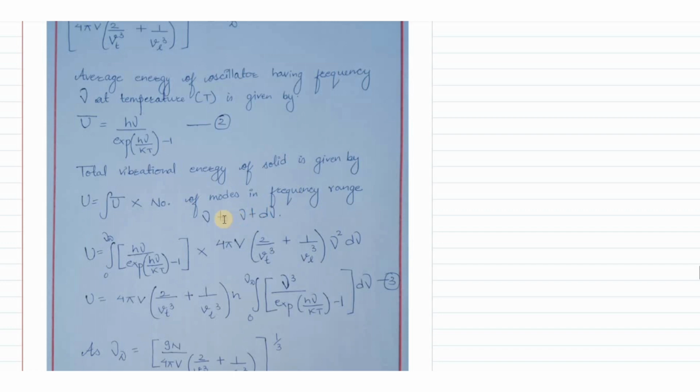the number of modes in the frequency range nu to nu plus d nu, which is 4 pi V times (2 by v_t cubed plus 1 by v_l cubed) nu squared d nu. U is equal to, we can take this 4 pi V (2 by v_t cubed plus 1 by v_l cubed) outside because it is a constant term. We can take this also outside, it is also constant. So now the integral from 0 to nu_D of nu cubed by exponential h nu by kT minus 1 d nu. This is our equation number 3.